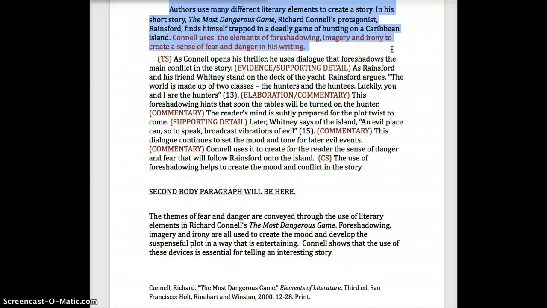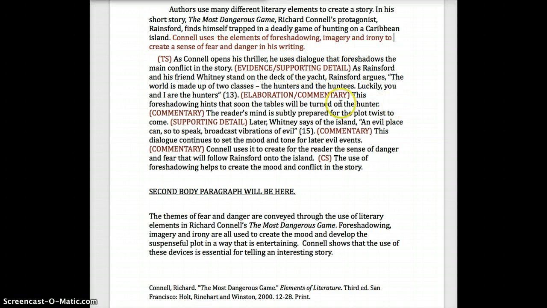Okay, notice that the title of the story is in here, the author's name is in here. All right, you must include that information and say that it is a short story. The introductory paragraph in the simplest essays that you will write should have the thesis statement or claim as the last sentence of that introduction.